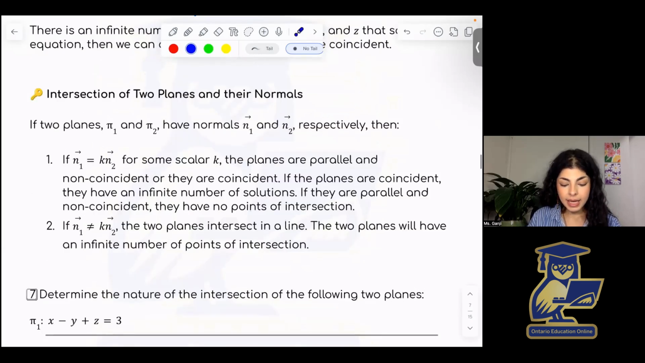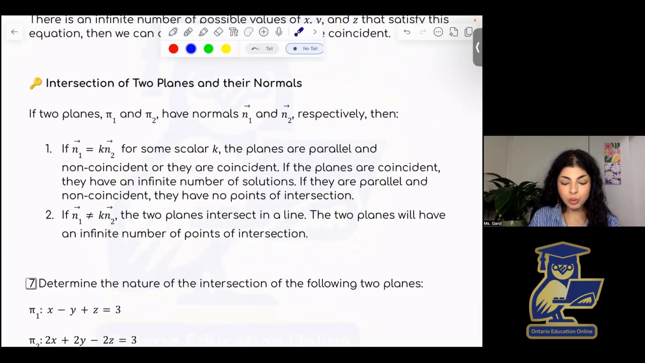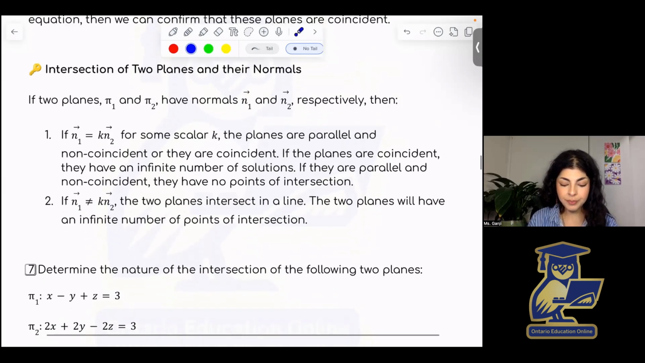Then the next case is when those two normals are not scalar multiples of one another. And in that case, we definitely have that they intersect, and they intersect in a line. So all we have to do now is find what that line of intersection is. And in that case, they also have an infinite number of points, given that these points are on the line that we find. So let's look at that case.